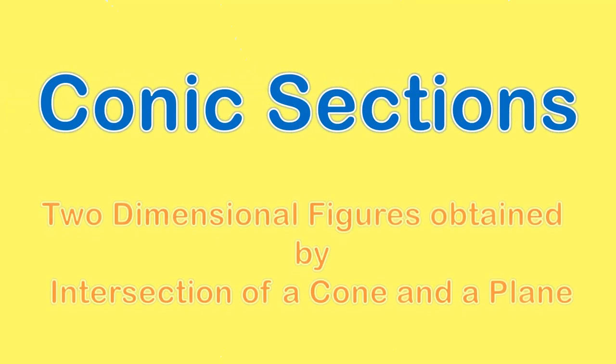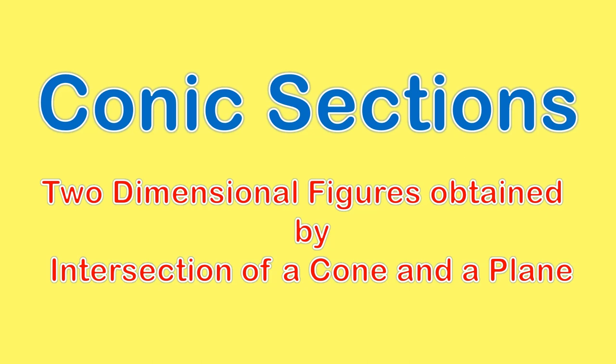Conic sections, or simply conics, are two-dimensional figures obtained by the intersection of a cone and a plane. And in this video, we are going to explain how these two-dimensional figures are obtained when a cone is intersected by a plane. Let's see.